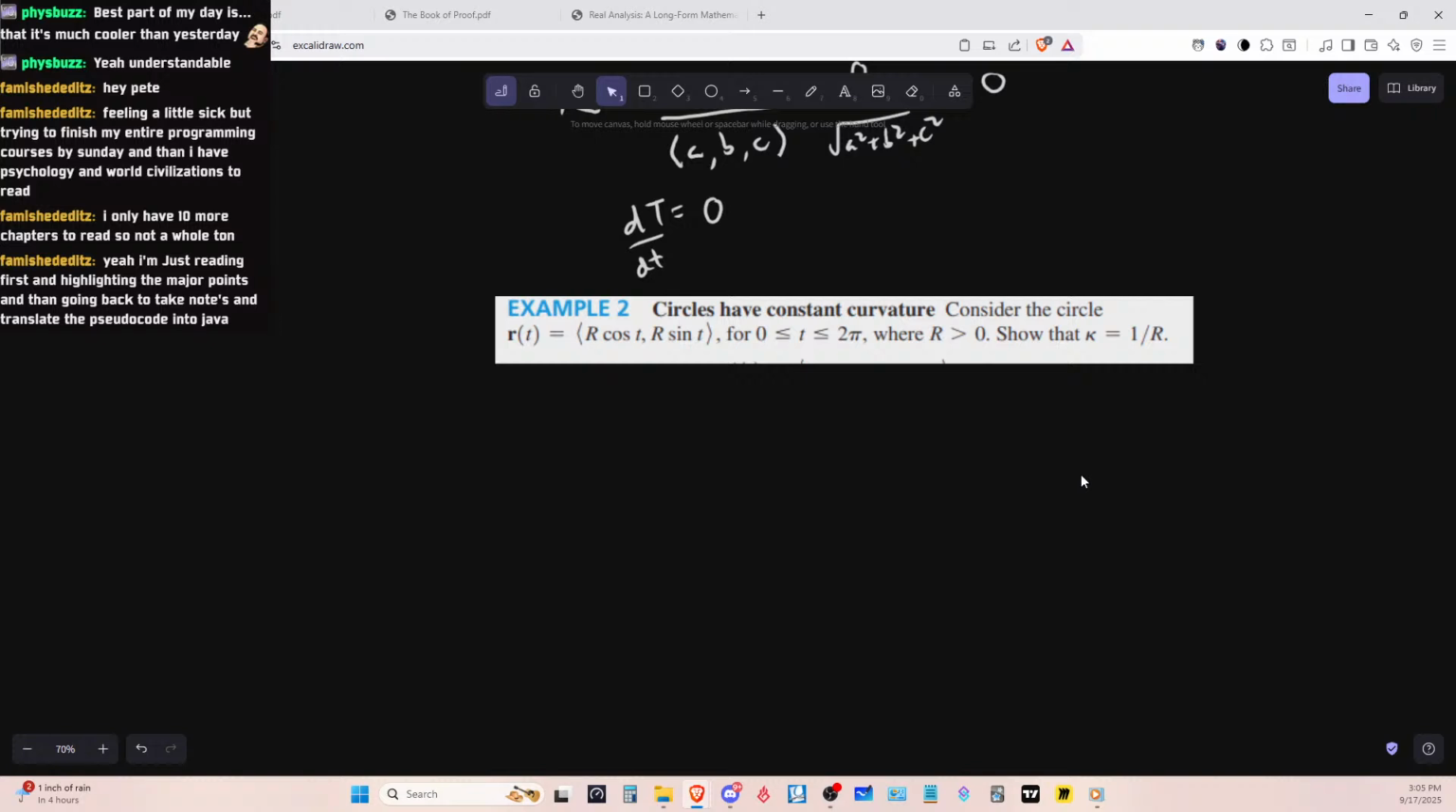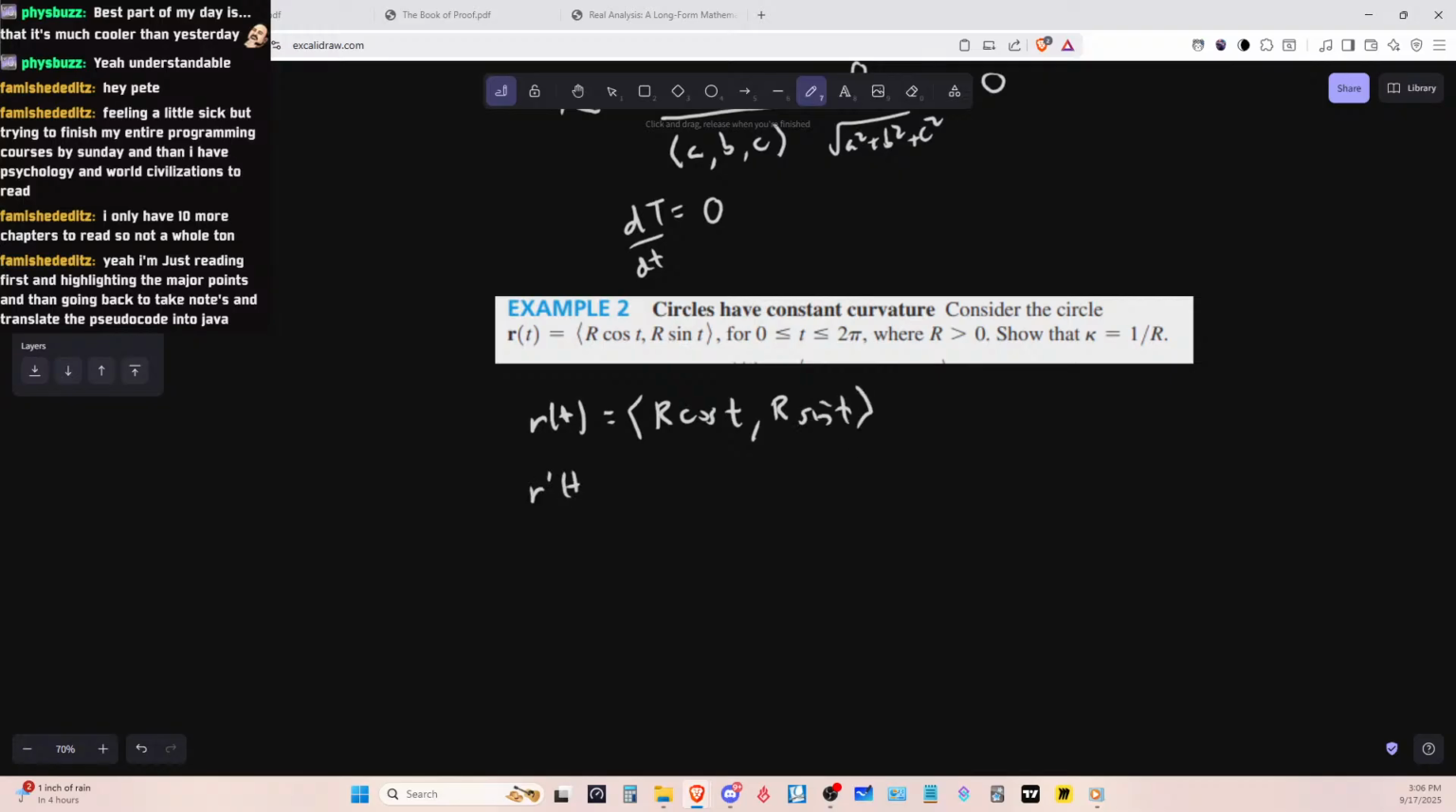Circles have constant curvature. Consider a circle. Show that this comes out. So we have r of t, which is equal to r cosine of t and r sine of t. So this is polar coordinates.